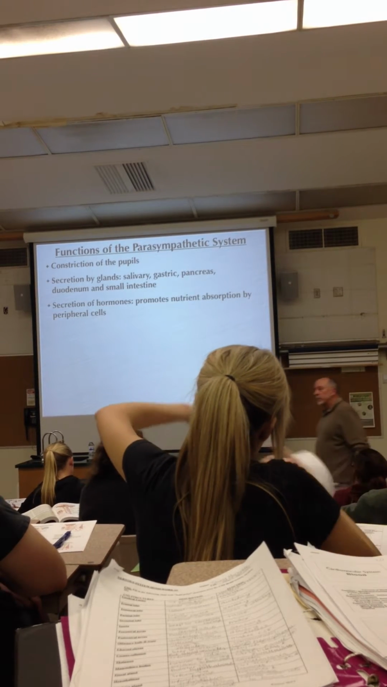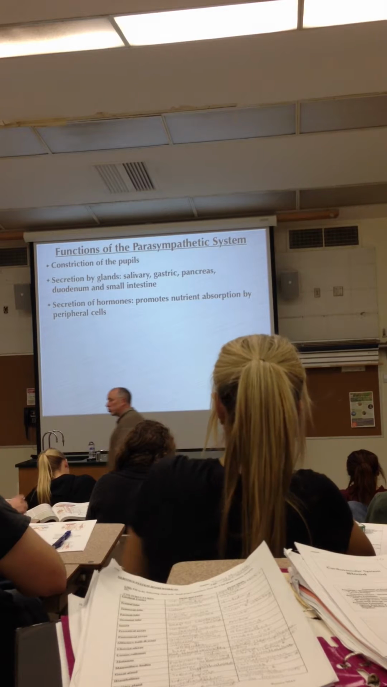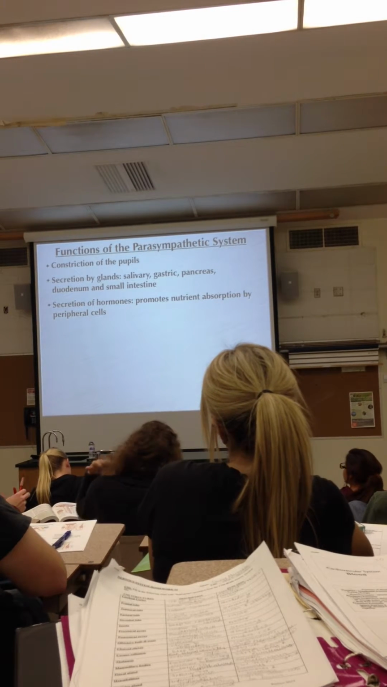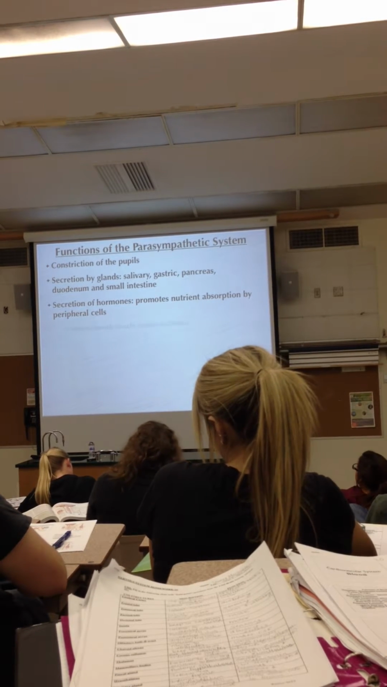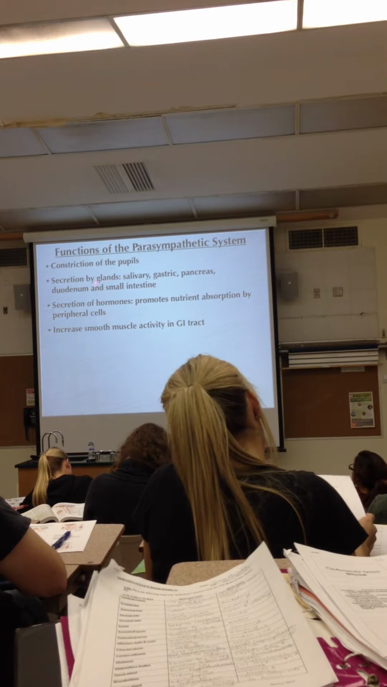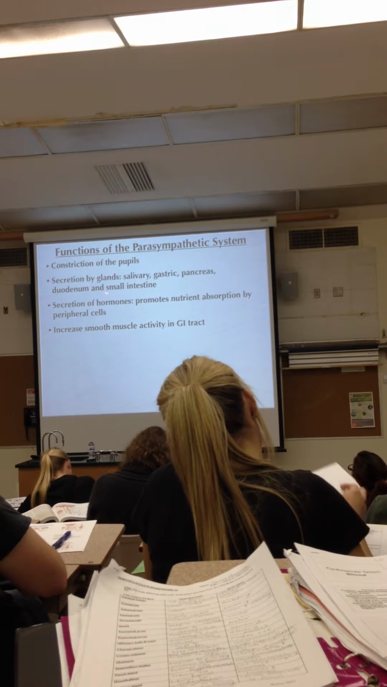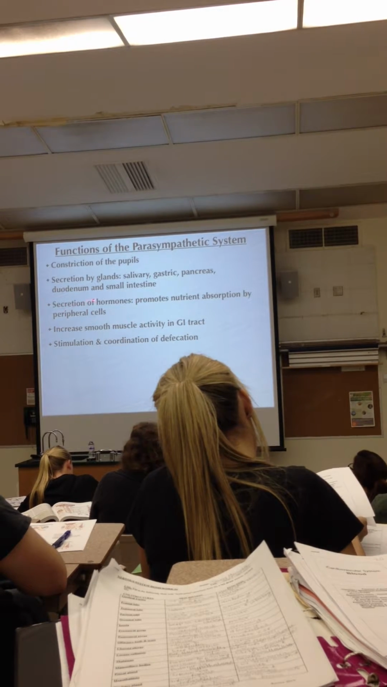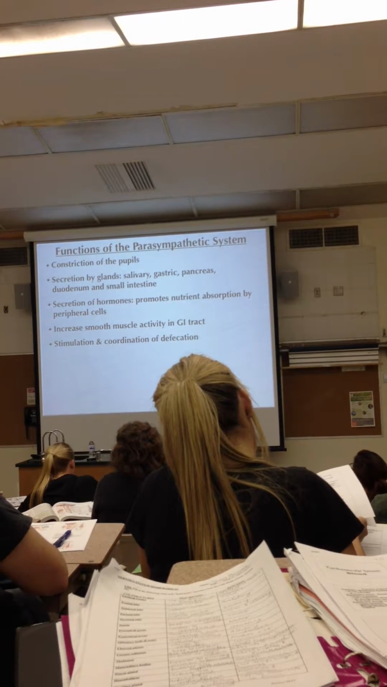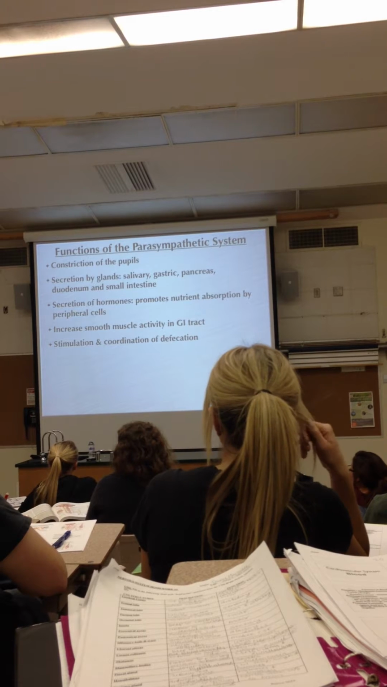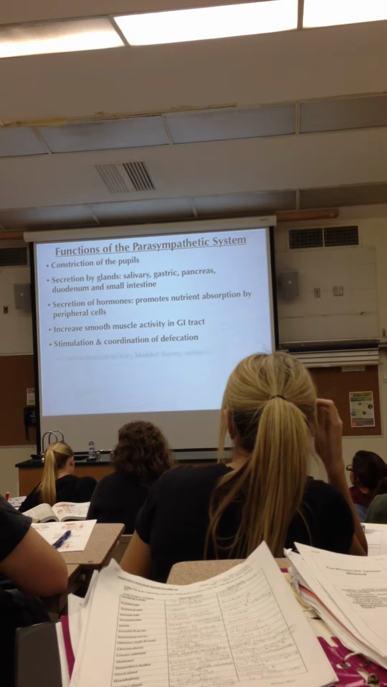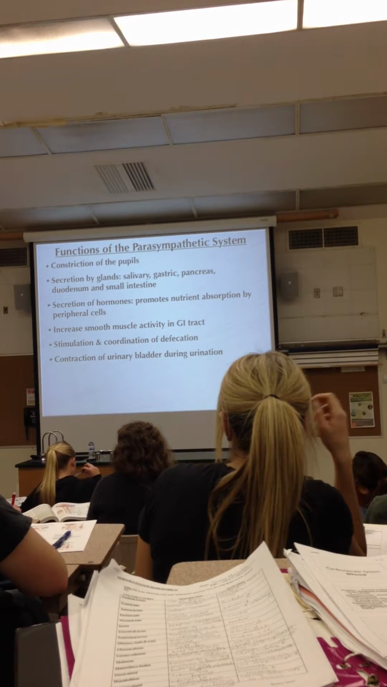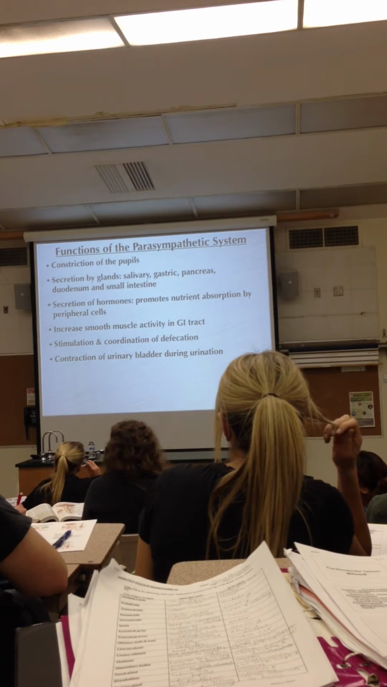Parasympathetic is going to be the opposite of sympathetic. Your pupils are going to constrict here. Remember, with sympathetic, they dilate. These glands are going to start secreting things: salivary, gastric, pancreatic glands. You're going to start secreting hormones from glands to increase nutrient absorption. The GI tract starts turning on. You're starting to mobilize the GI tract for digestion.